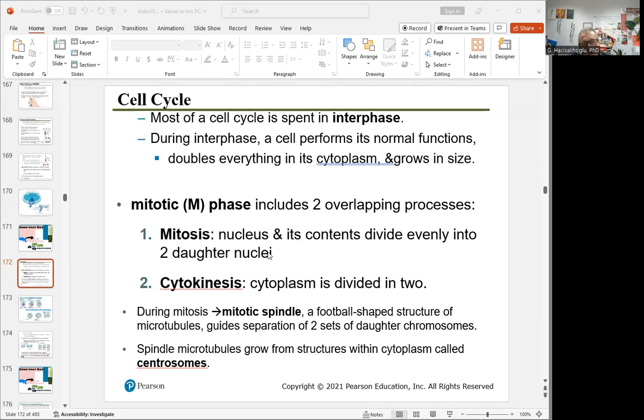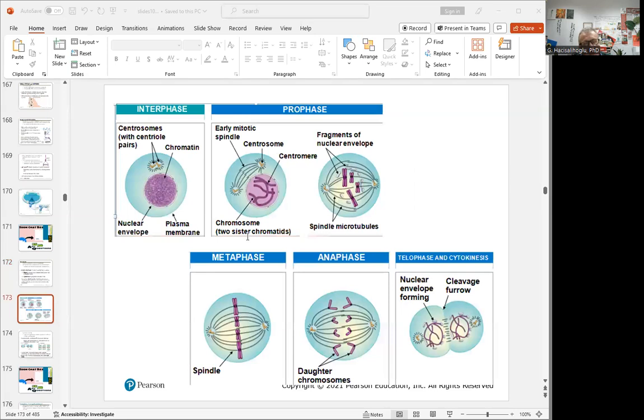The mitotic phase also has two parts. There is mitosis, which we are going to spend a little time on, and at the end of mitosis comes cytokinesis, which is the division of cytoplasm. So mitosis is the division of the nucleus, and cytokinesis is the division of cytoplasm. You see here, mitosis is made of five major phases, and then there is interphase. Interphase is basically G1, S, G2.